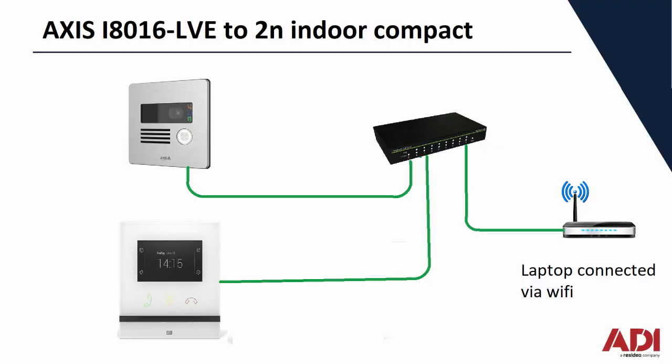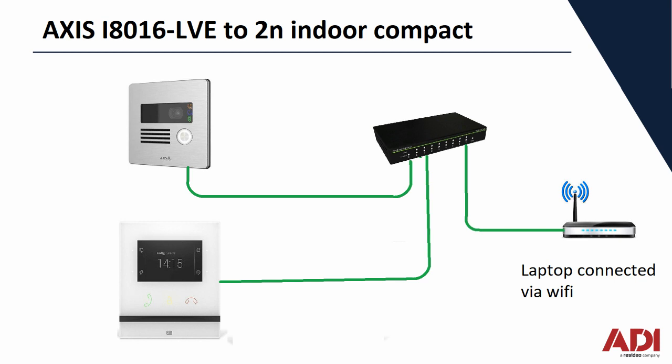In this video, we're going to add an app to the Axis i8016-LVE intercom. But in the previous video, I've set this system up. All we're going to do now is add the app to receive calls. As you can see from the wiring here, all devices are PoE powered to a switch, and in turn that switch is connected to a router which gives the device overall internet access.